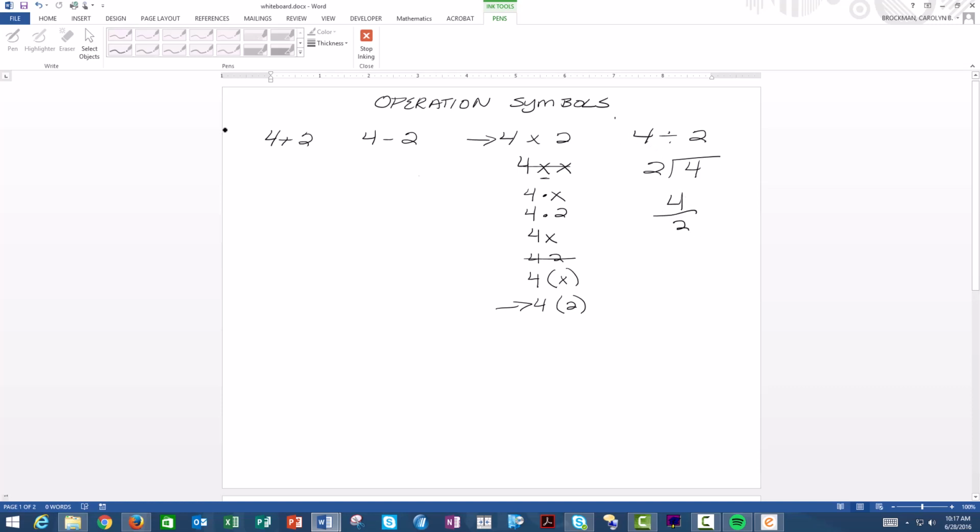So you're going left to right, left to right, left to right, now right to left, and then up and down. So right here is where a lot of people get really stuck. Here's how I tell them how to remember. 4 divided by 2, which one goes inside?